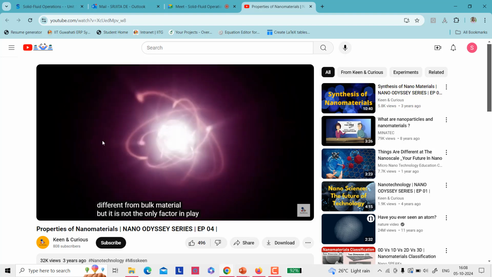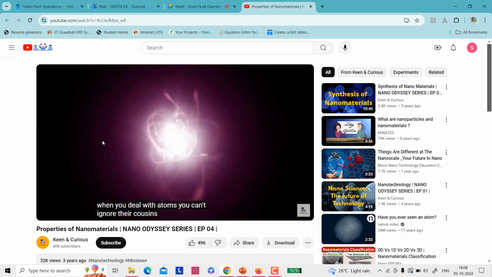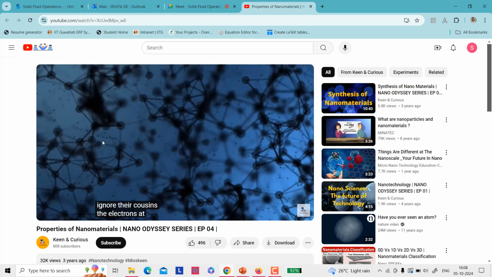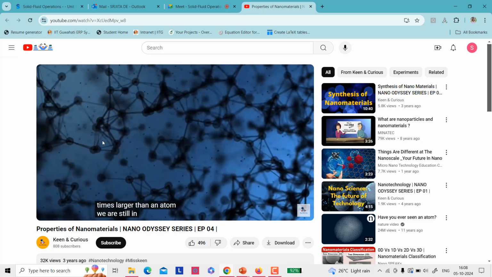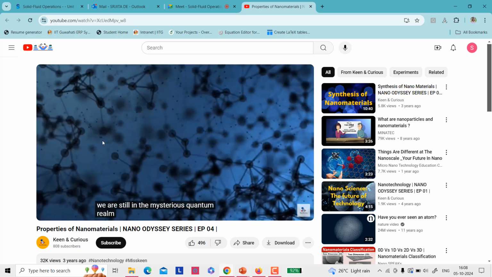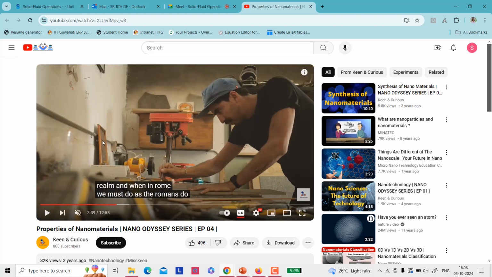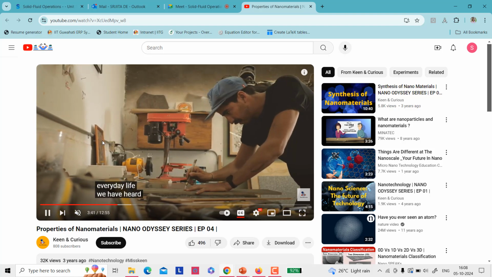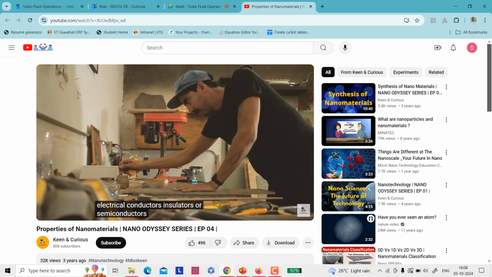In our everyday life, we have heard of objects being electrical conductors, insulators, or semiconductors, which simply tells us how easy it is for electrons to flow through certain objects or materials. What decides the properties of these materials are their building blocks, that is, the atoms they are made of.